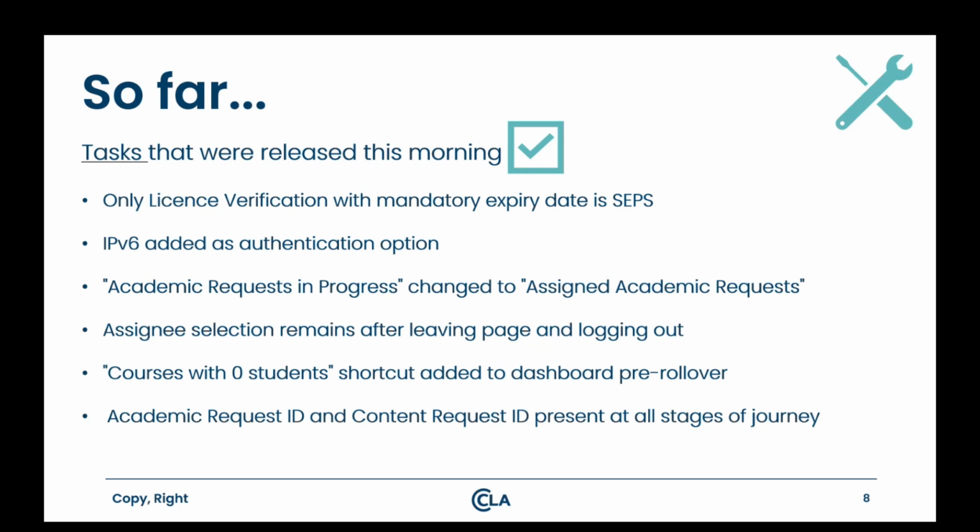We have also re-implemented the courses with 0 students on the dashboard. This is something that happens before rollover. Monica will go through this in a little bit more detail, but in DCS1, we had a shortcut for you. You can click onto that shortcut and go straight to your courses page, and it will filter by all courses with 0 students, and you can make changes directly from there.